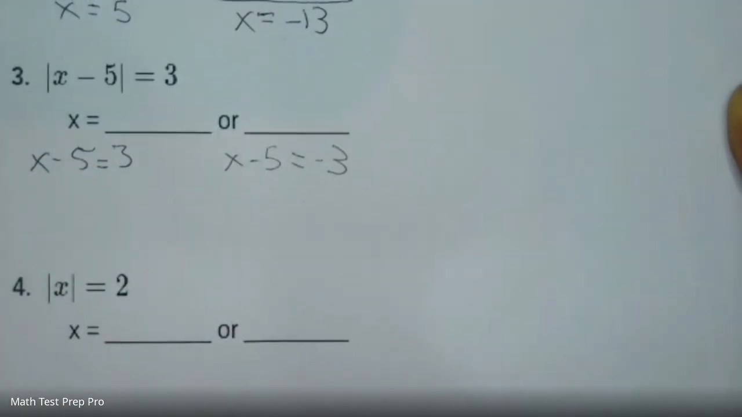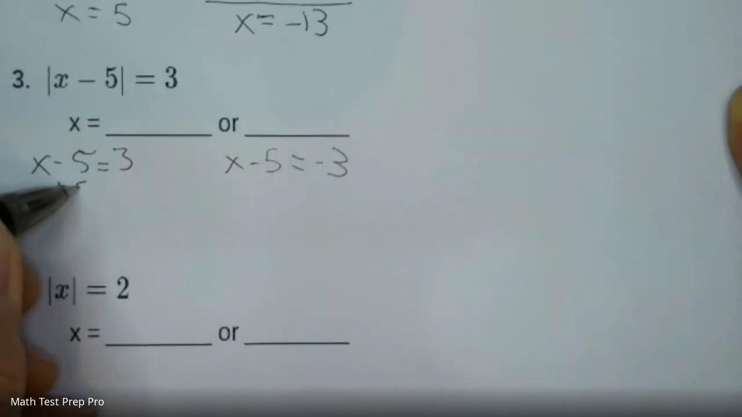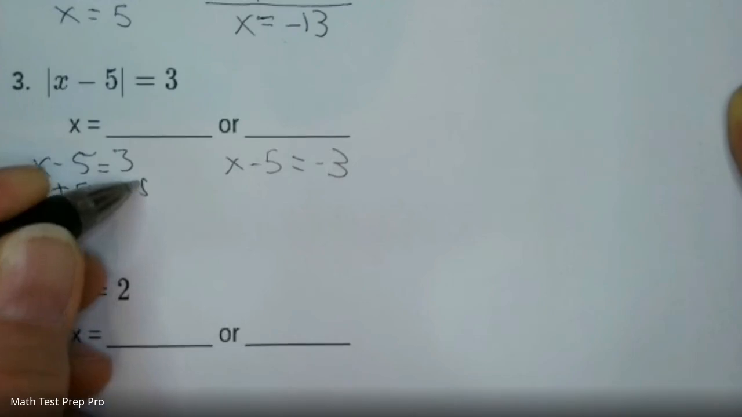And so what do we do from here? We solve. On the left-hand side of this equation, x minus 5. To get rid of the 5, I'm going to add 5. So these two cancel out, leaving x on the left side. 3 plus 5 is 8 on the right side.